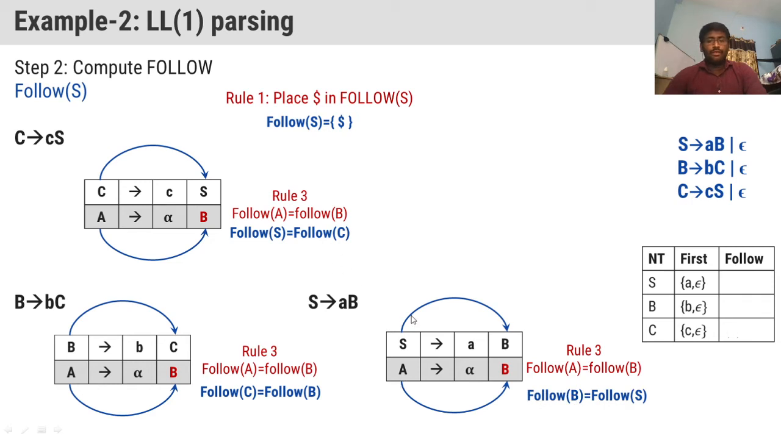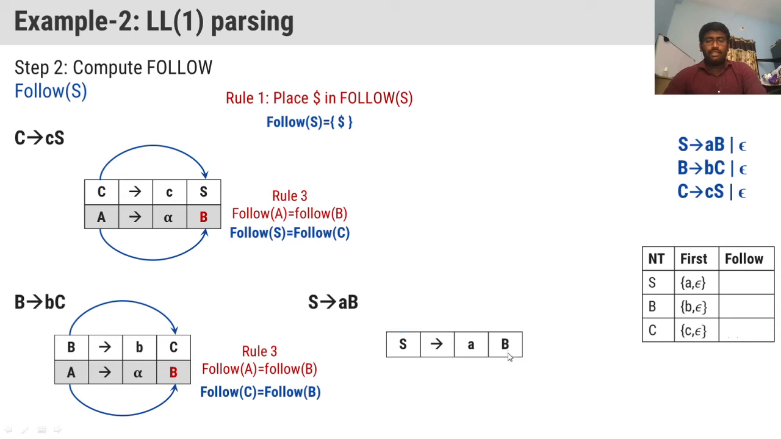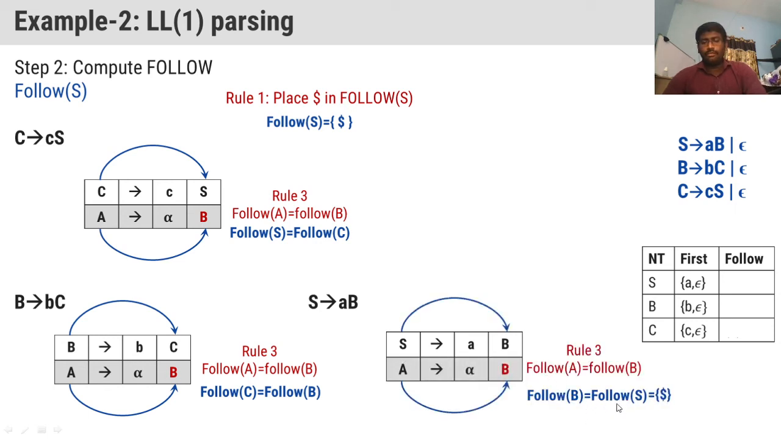Now here, according to that rule, follow of S equals follow of B. Otherwise, follow of B equals follow of S. So no other symbol is present, no other symbol follows capital B. That's why you see here B is not followed by any other symbol, and follow of capital B equals follow of capital S. So that is what we have written, follow of B equals follow of S.